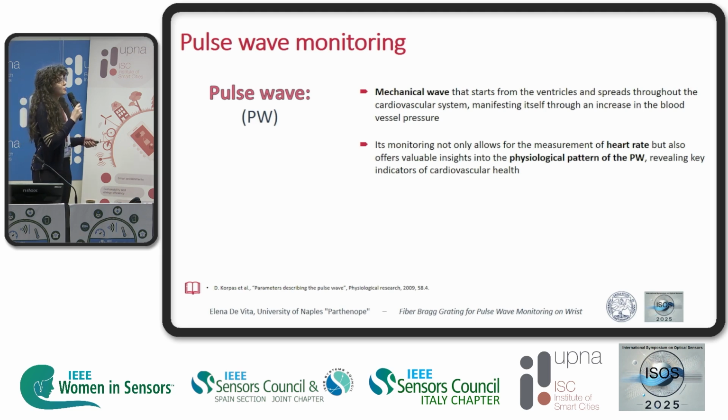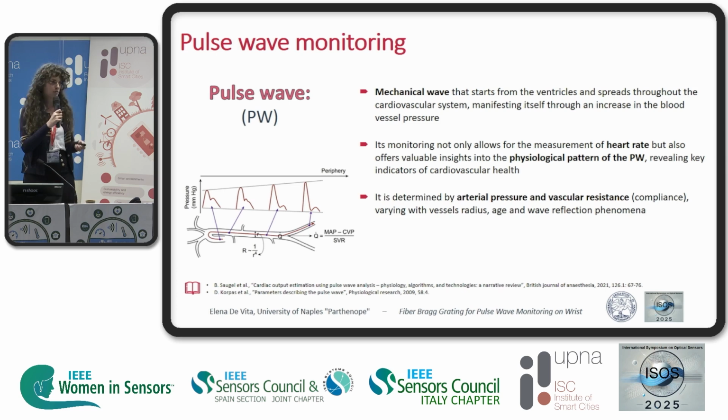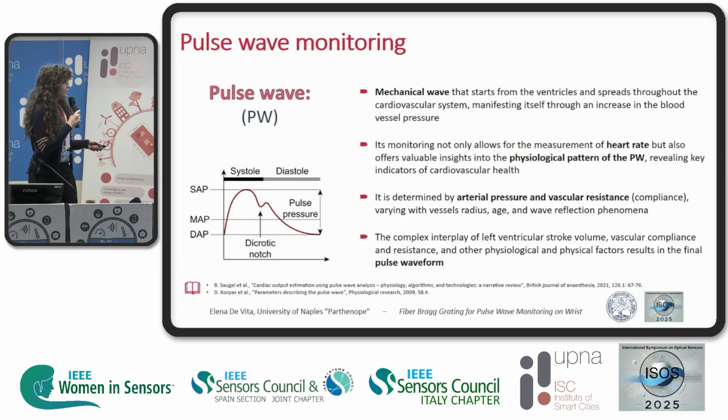Pulse wave is a mechanical wave starting from the ventricles and spreading through the cardiovascular system due to the rhythmic contraction of the heart. And so the pulse wave propagates through the arteries, and it translates to a dynamic mechanical deformation of the wall of the arteries. It depends, of course, on the elasticity of the arteries, but also on the resistance of the peripheral vascular system. And this is the typical theoretical waveform of the pulse signal.